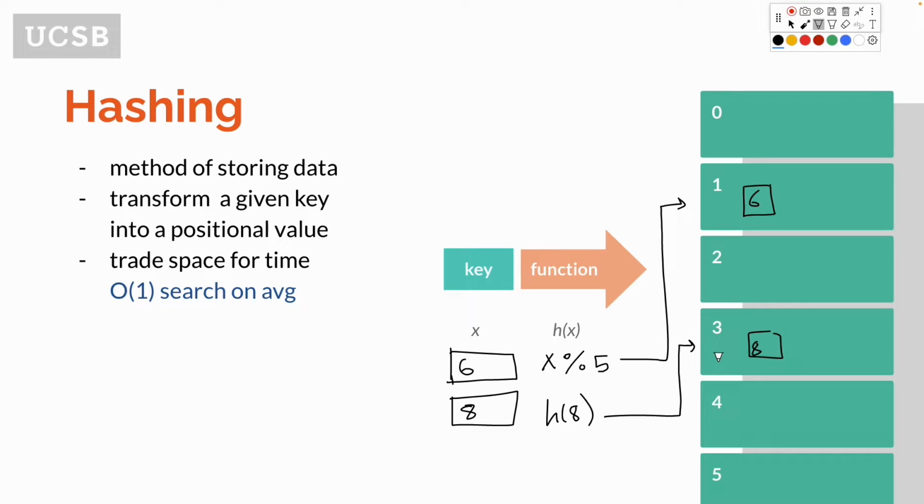And the reason this is useful is we're pretty much just trading space for time. You can see that it's really easy to search for a specific element because you just need to take the key of that element and pass it through this hash function, and you immediately get the index that it is stored in. But the reason it's only on average is because of this problem that we call collision.